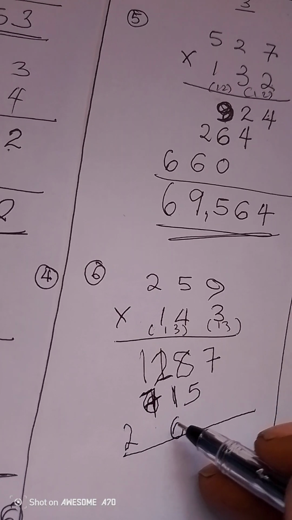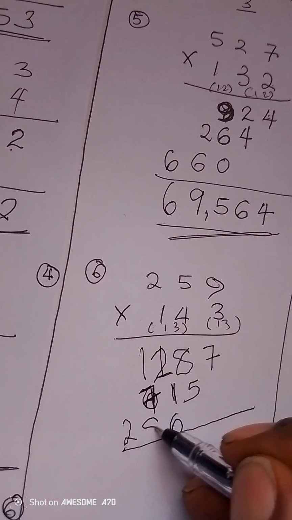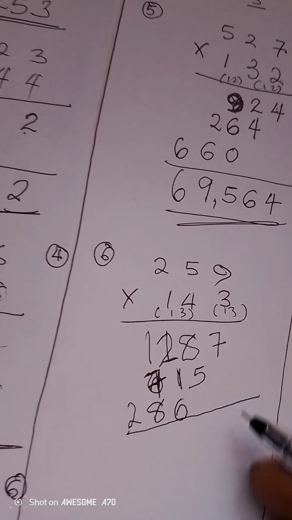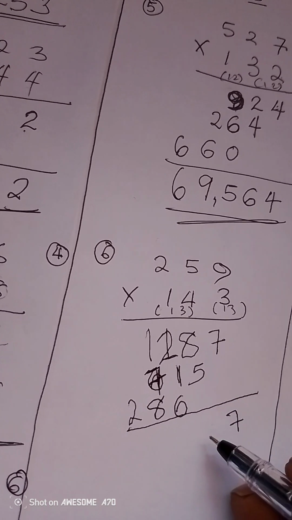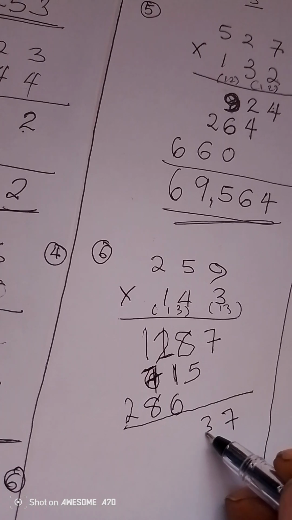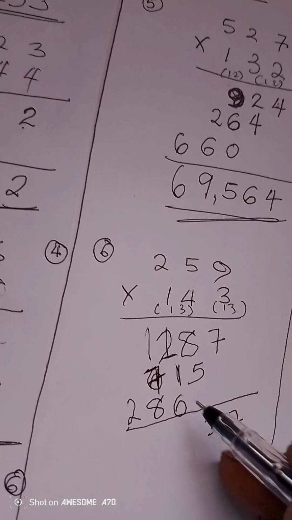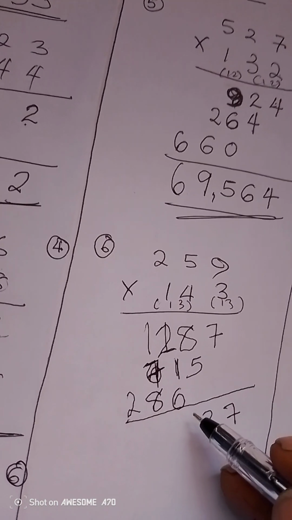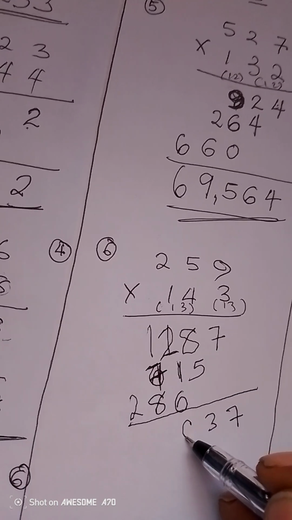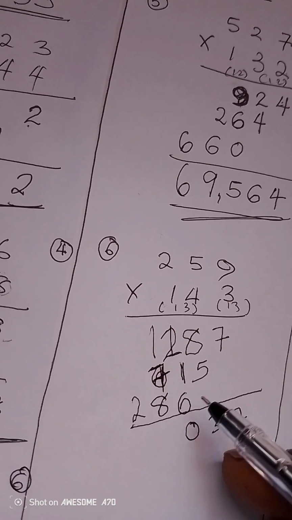Then 2 plus 6 gives you 8. You have your 8 here. And then when you add it up, you have 7. 8 plus 5 gives you 13. You write your 3. Take 1. 2 plus 1 is 3 plus 6 gives you 9. Plus that one gives you 10. Have your 0 and take 1.